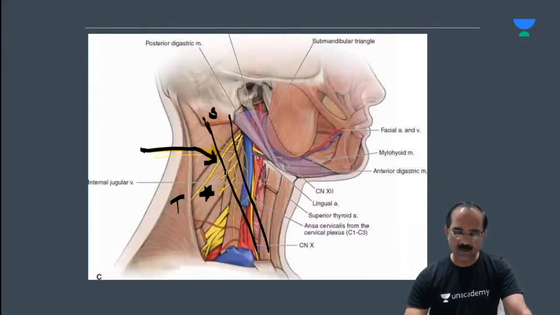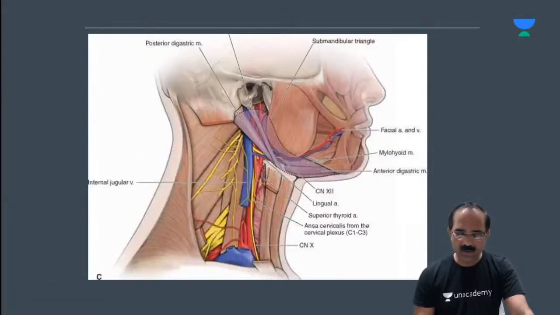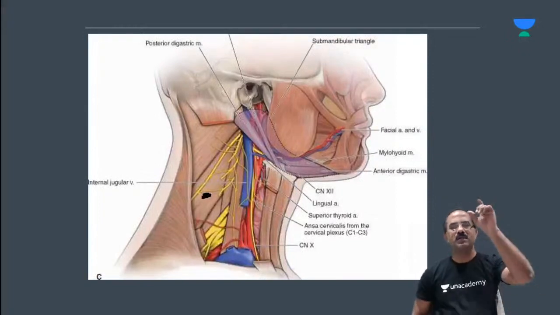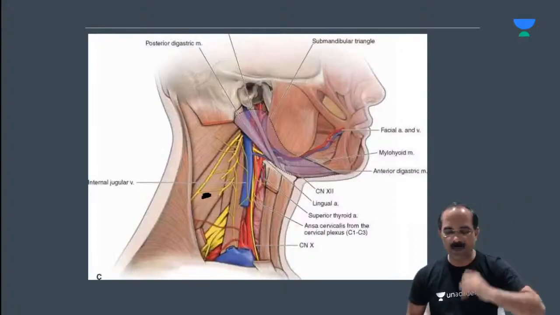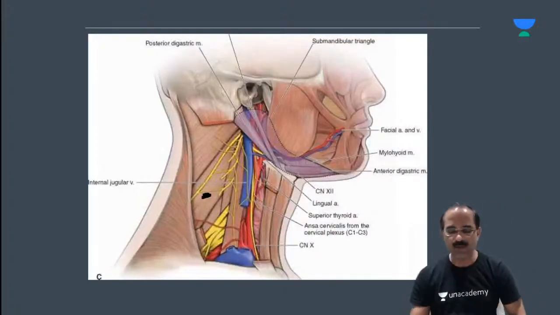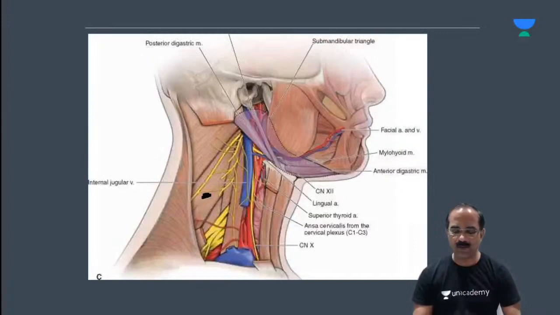This was the sternocleidomastoid. On which muscle does the spinal accessory nerve lie? Here, this one. Ye muscle ka naam kya hai? This is the levator scapulae. Just remember this. Levator scapulae. It's not sternocleidomastoid, it's levator scapulae. So the spinal accessory nerve lies on levator scapulae. Fine, clear to all of you?